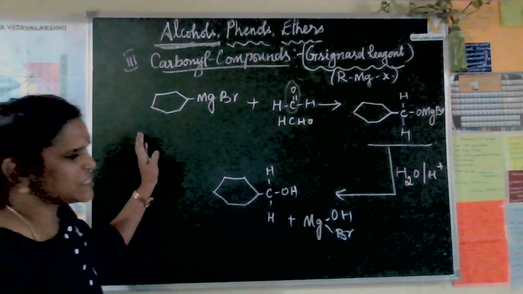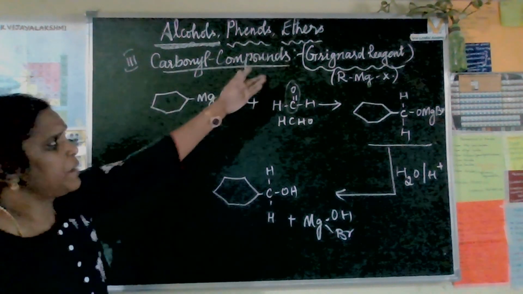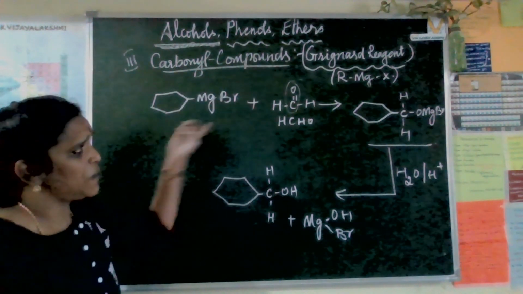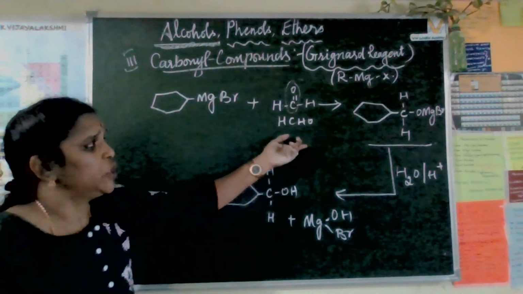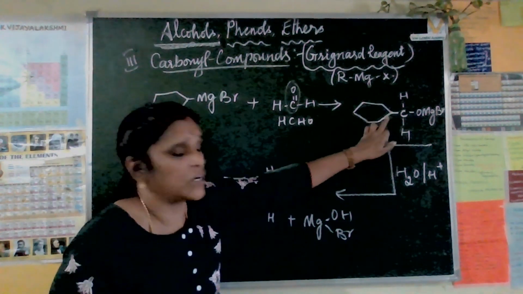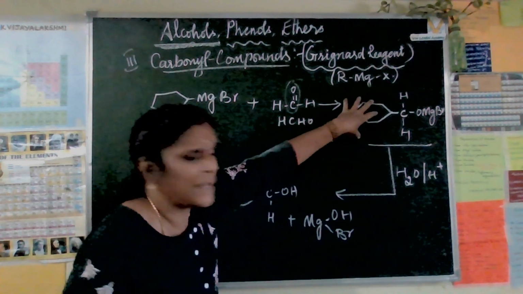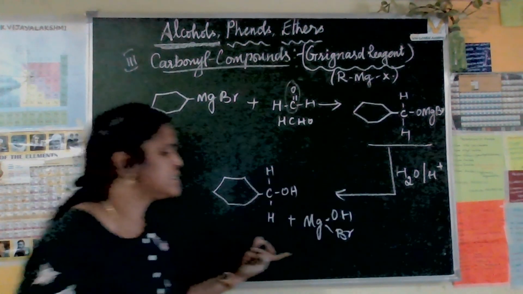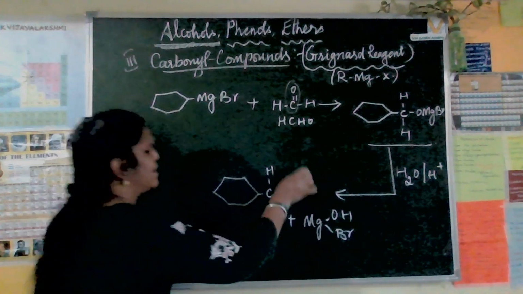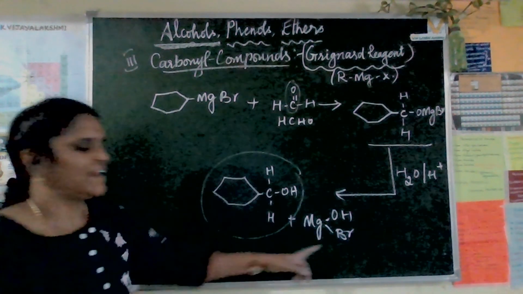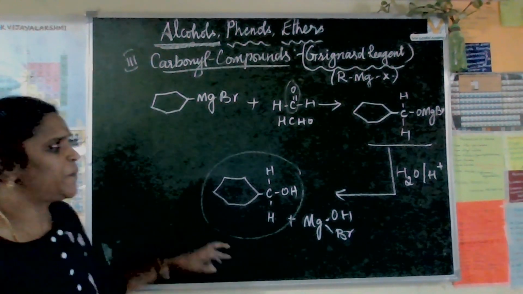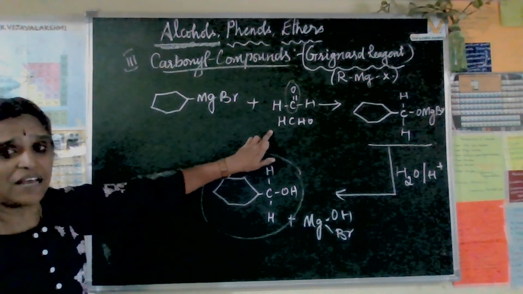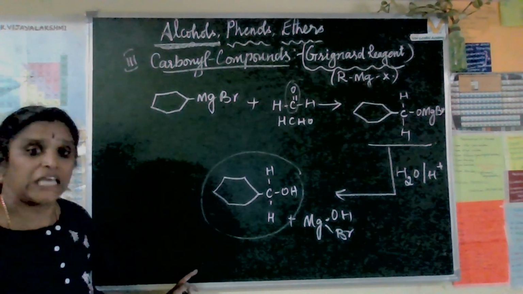Hope you're clear. This is very simple. Whatever the Grignard reagent may be, when combined with the aldehyde, you get the addition product completely. Then it undergoes acid hydrolysis, and you get the alcohol and a side product. Now we have seen only aldehyde. Now we are going to see ketone.